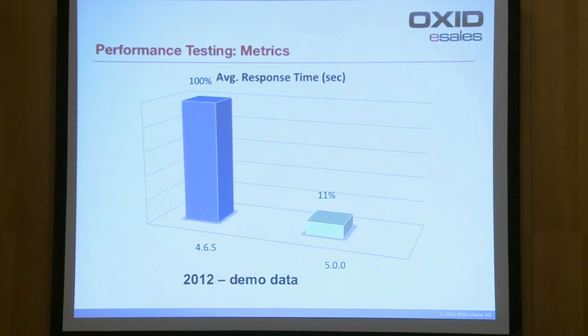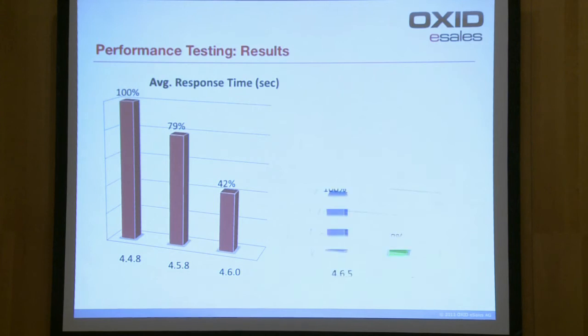This is what we had with demo data, the average response time for 4.6.5, which was already more than 2 times better than 4.4.8. It suddenly got reduced to almost only 11% of before with demo data. With a realistic database, it even got a little bit better. And this is a trend we see more and more. The more data you put in the shop, the more profit you have from these features. The caching works more and more to your advantage. If you put it in, as the Germans say, Milchmädchenrechnung.